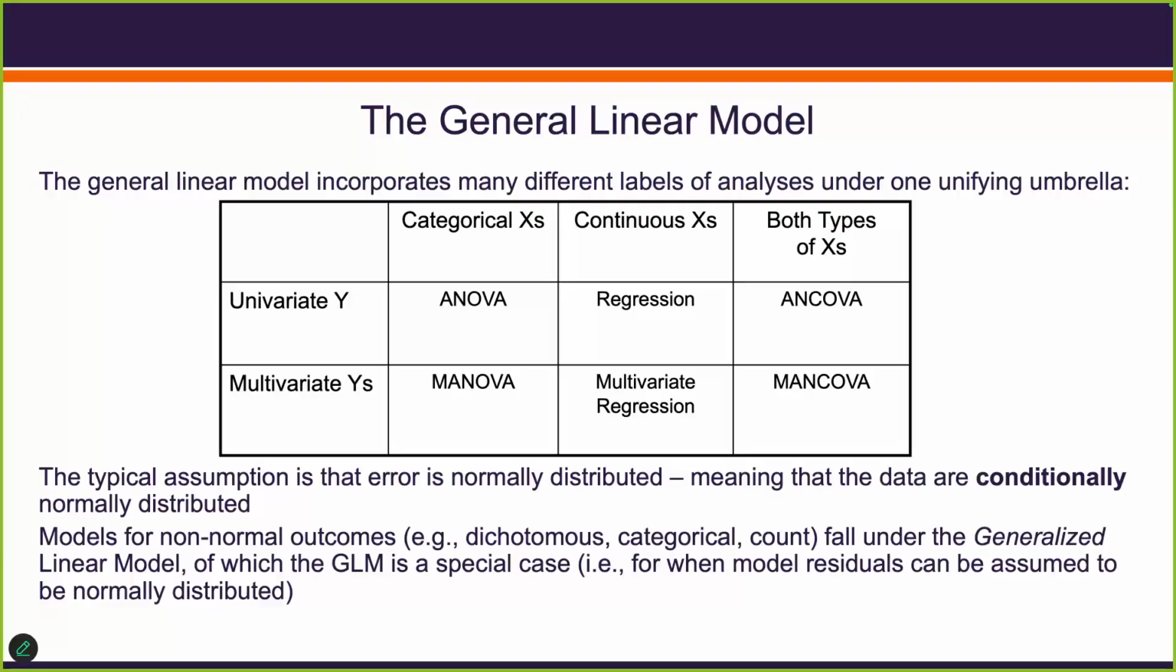And then if you have models for non-normal outcomes, like dichotomous or categorical count, we often call this the generalized linear model, which is kind of funny, right? The general linear model is like 1950s. And then as we got better at handling different types of data, someone's like, well, it's not general, what are we going to call it? Well, generalized. It's all funny.